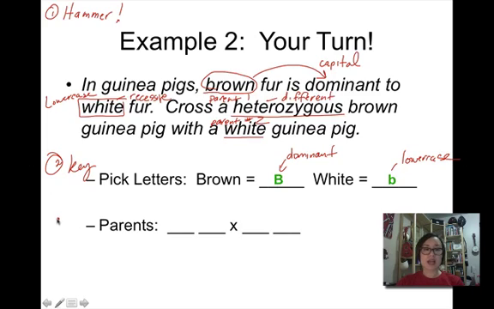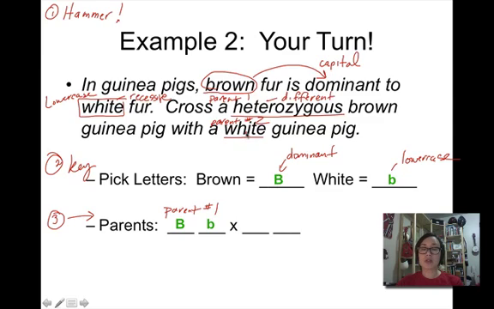After we do that, the next thing that we need to do is figure out who our parents are. So let's go ahead and look at parent number 1. Parent number 1 says it's heterozygous. So we know that our letters have to be one capital and one lowercase. So here comes parent number 1. I'm going to go ahead and label that so I don't get confused. Parent number 1.